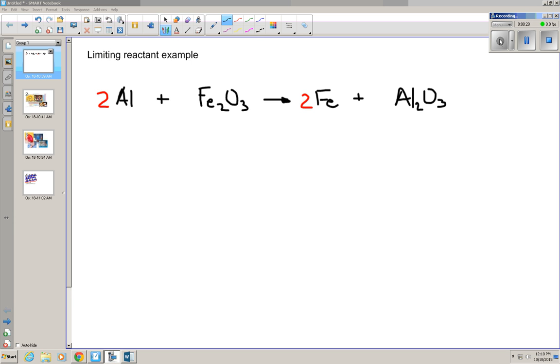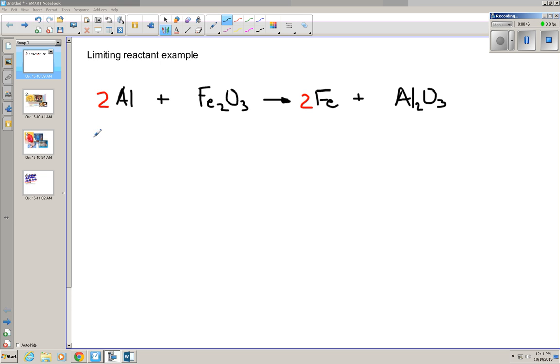But if I looked in that cabinet and I only had 3 cups of brown sugar, that's going to limit how many batches I can make. In that case, I can only have one. So in this case, we're going to look at this in terms of a chemical equation. And I'm going to give you two starting amounts of material.